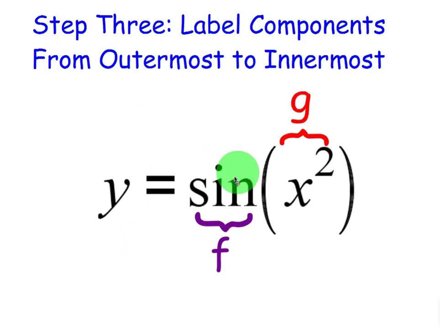Let's go ahead and label our components, from the outermost to the innermost. This gets tricky sometimes, especially when we are dealing with exponential functions, but we will talk about that in a future example. The outermost function we can clearly see here is sine. The function inside of that we're going to call g. So the outermost function we will call f, the innermost function we will call g. Simple enough, right? Because x squared is being plugged into the parentheses.